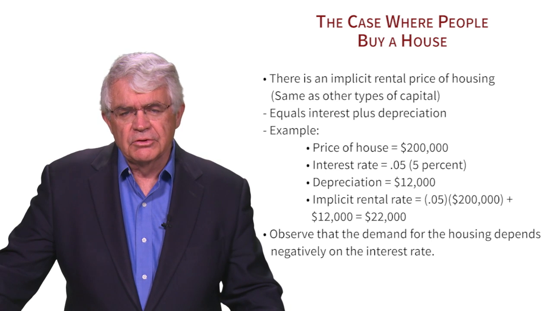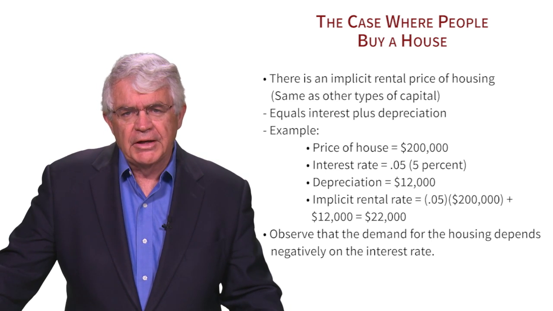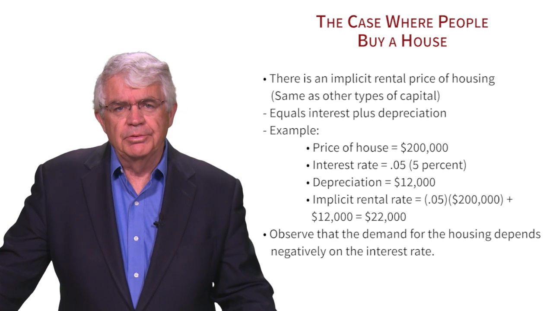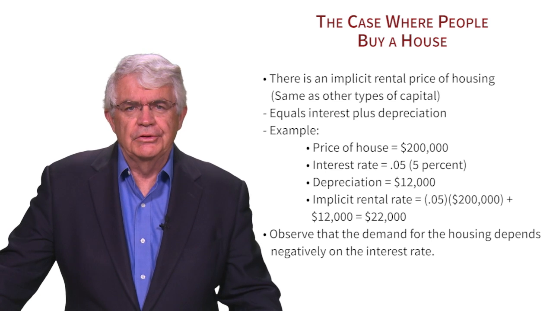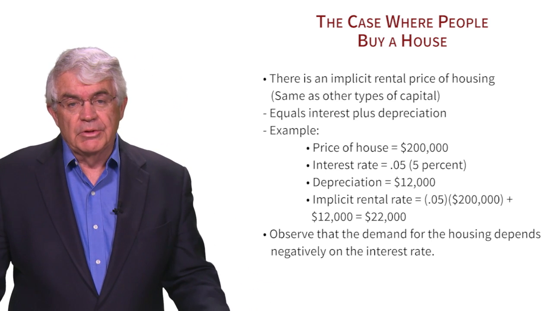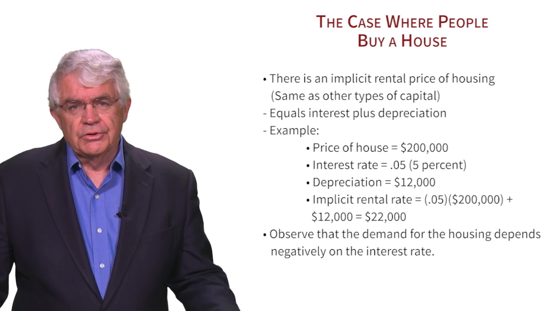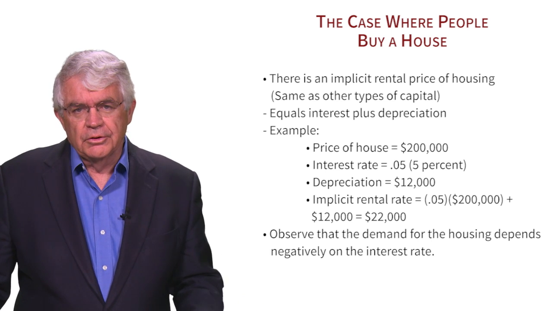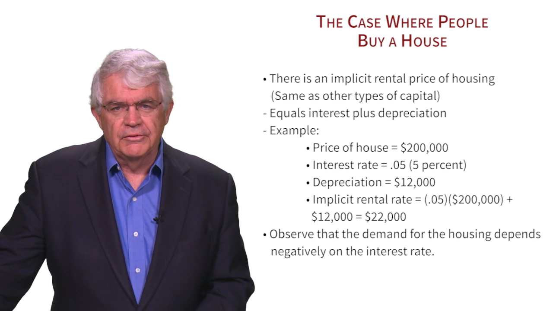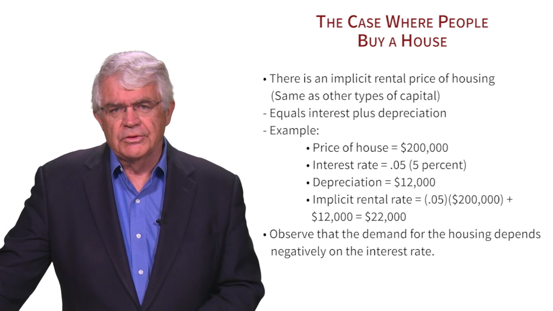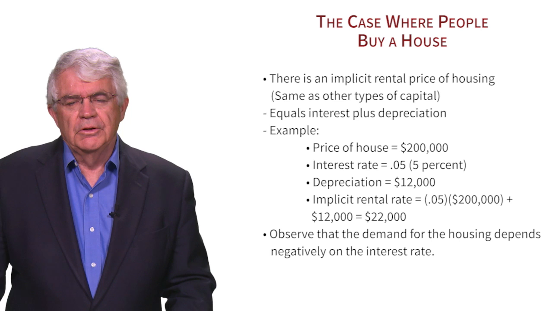And now you get this interesting phenomenon that the demand for housing depends negatively on the interest rate. How did we get that? Well, remember, the implicit rental price depends on the interest rate. The higher the interest rate, the higher the implicit rental price. Interest is included in the implicit rental price. So that means if interest rates go up, the implicit rental price goes up, and therefore the quantity of houses demanded goes down. So it depends negatively on the interest rate. That is, the demand curve for housing is negatively related to the interest rate.